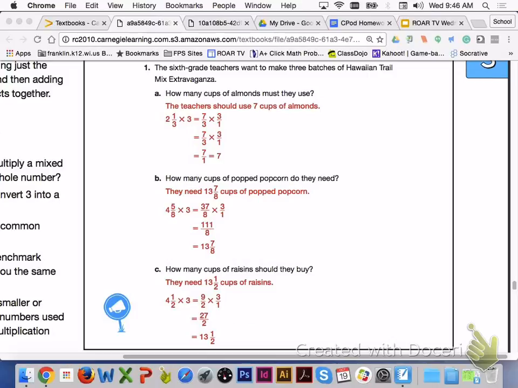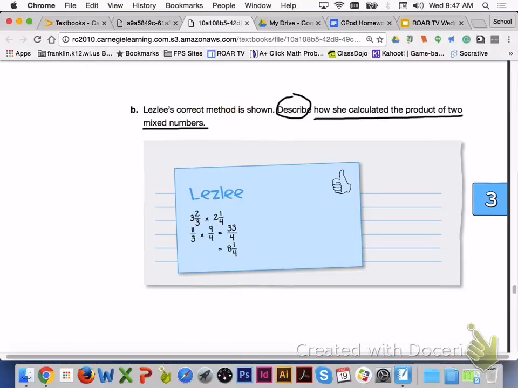Number 1, letter A, 2 and 1/3 times 3. The teachers should use 7 cups of almonds. Letter B, 4 and 5/8 times 3. The teachers will need 13 and 7/8 cups of popped popcorn. And for letter C, 4 and a half times 3. The teachers will need 13 and a half cups of raisins. Turn to page 197, answer letter B with your group members.